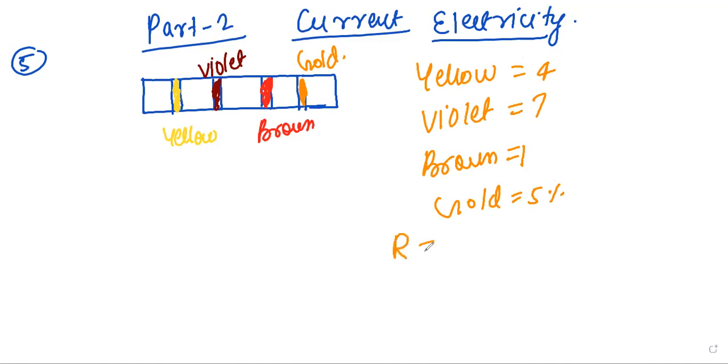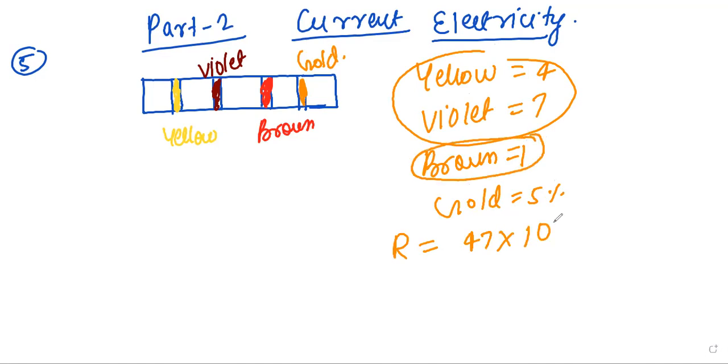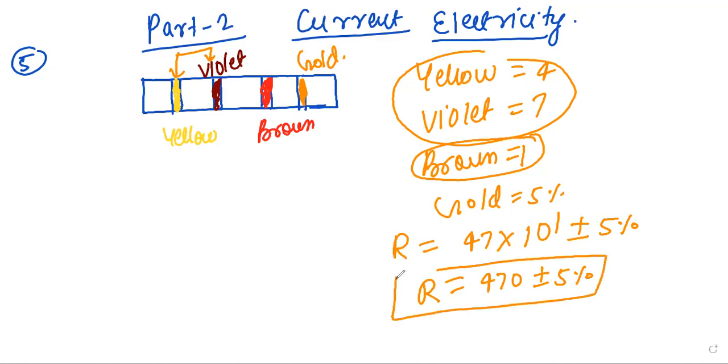So the resistance will now be 47, and this will be the value in the power. So it will be 10 raised to 1, yellow, violet, brown. 47 into 10 raised to 1 plus minus 5%. So how much will it be? It is 470 plus minus 5%. So this will be the answer for that. Please write it down.